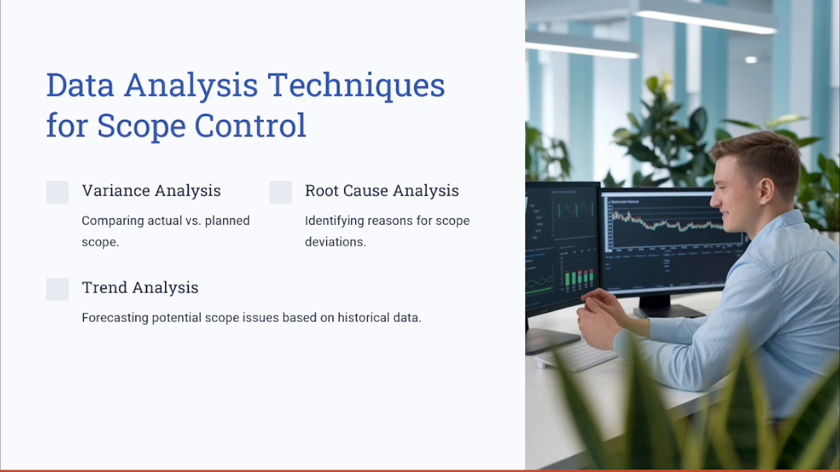You also have root cause analysis, and we've talked many times about it. It helps you identify the reasons for scope deviation or scope creep, so you understand the root cause of that issue, and then you start applying a corrective action to avoid falling back into such issues when doing scope control. Trend analysis is like forecasting the potential scope issues based on the historical data.